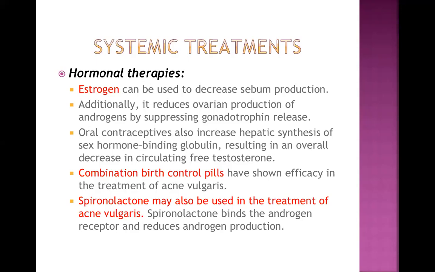Along with that, even spironolactone can be used, because this spironolactone has one more additional function. It binds to the androgen receptor and reduces androgen production. So spironolactone is not naturally used for this. Okay, it is one of the diuretics, a potassium sparing diuretic, but this is the additional function of spironolactone.